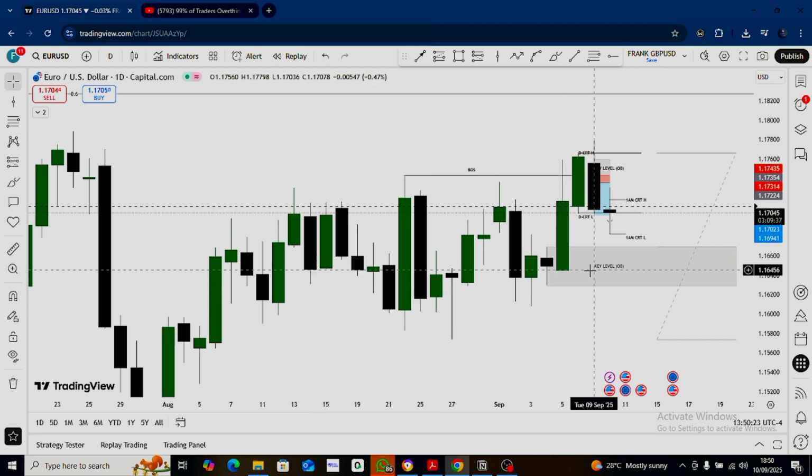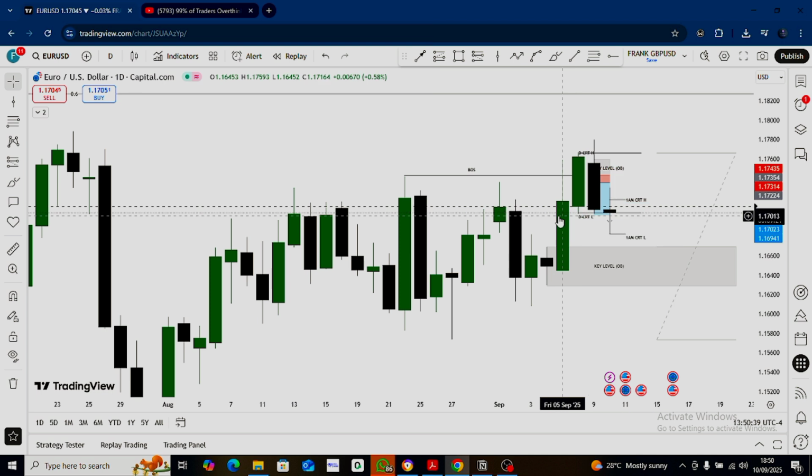So this is the point where I said I'm going to look for buys if price comes into this key level, which is on a clean order block here. But currently the price is around the premium zone, so that is why I'm looking for shorting opportunities for short-term buyers.